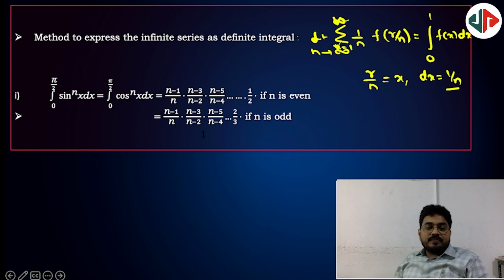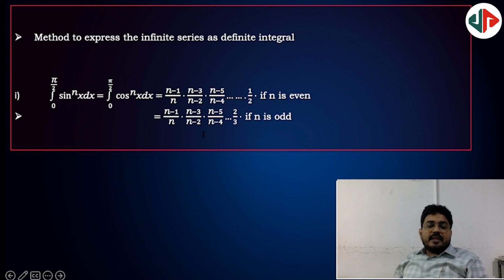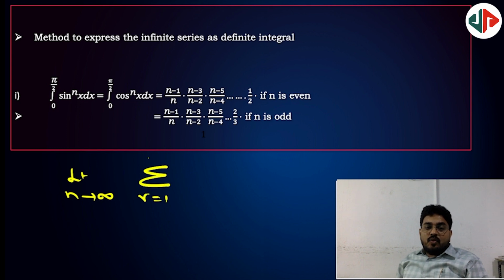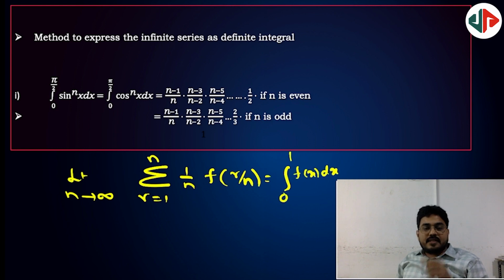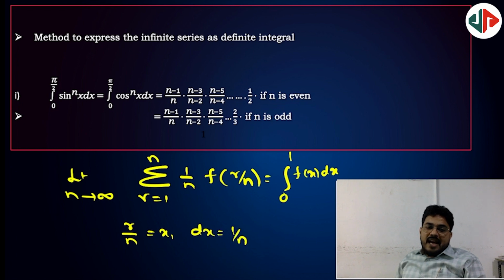I'll write this one again. In the method of integration, limit n tending to infinity, summation r is equal to 1 to n, 1 by n f of r by n, is equal to integral 0 to 1 f of x dx. So here what is happening? R by n is equal to x, so the change in x is equal to 1 by n. When r is equal to 1, x is equal to 1 by n, which as n tends to infinity goes to 0. When r is equal to n, x is equal to 1.